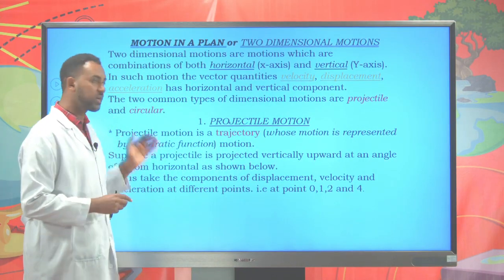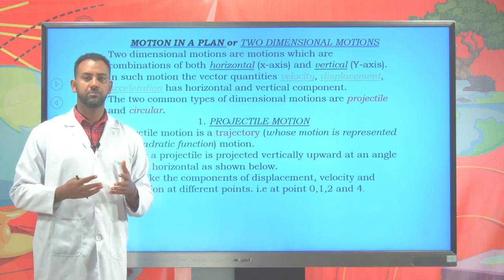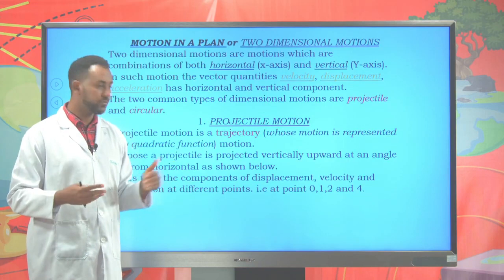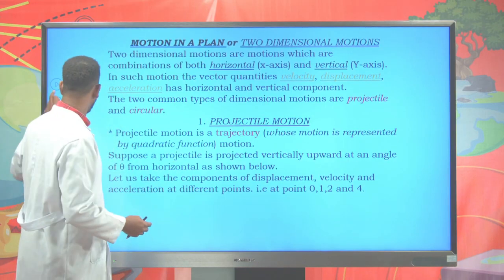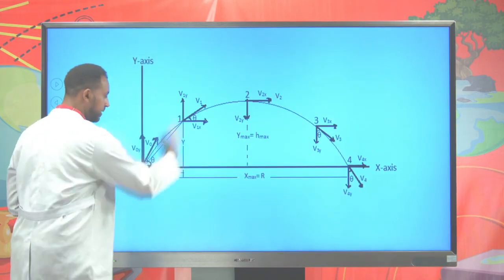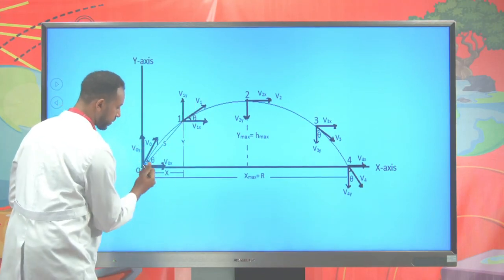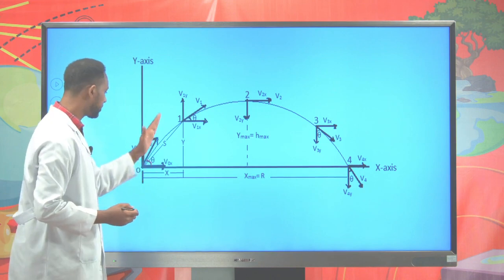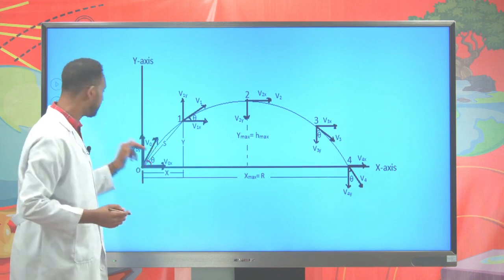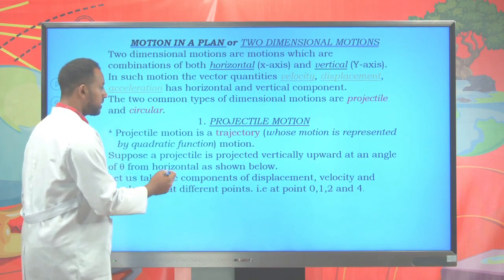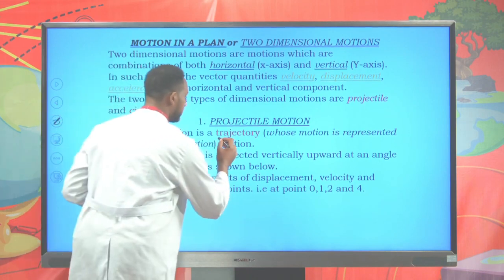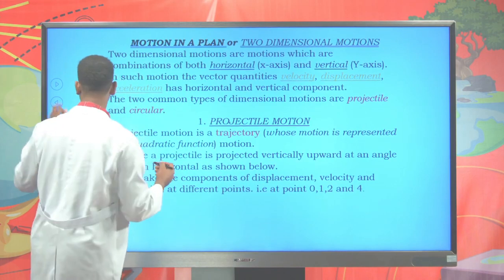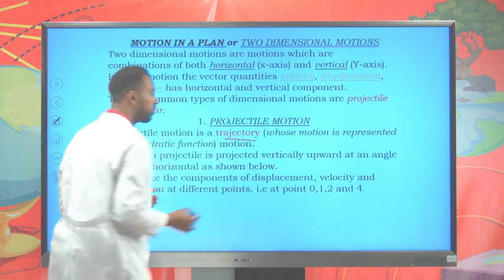Projectile motion. Suppose you project a given particle or a given object at an angle of theta from the horizontal. Suppose you are throwing something upward at an angle of theta, projecting it with an initial velocity v0. Then the object that is thrown is called a projectile, and that projectile has a trajectory motion.